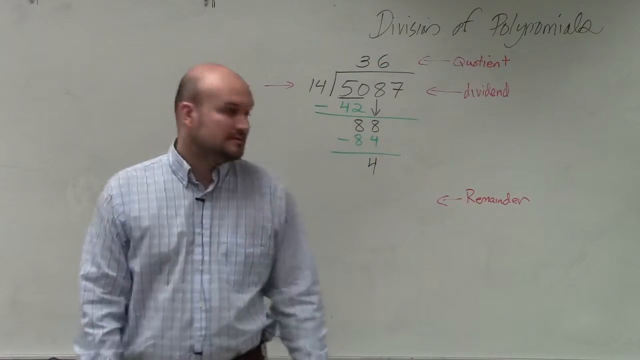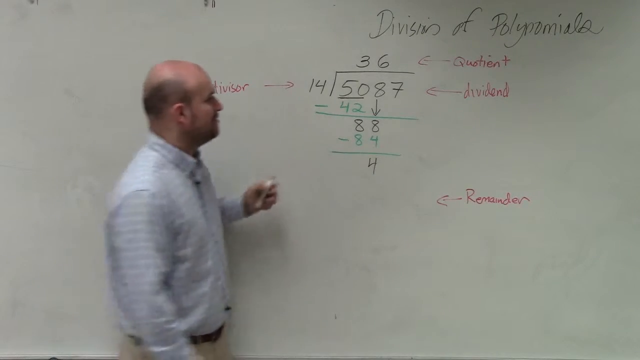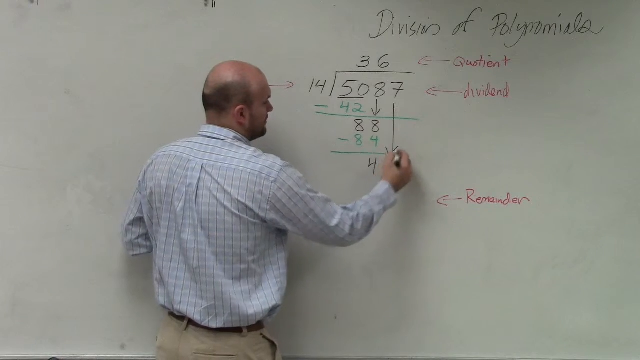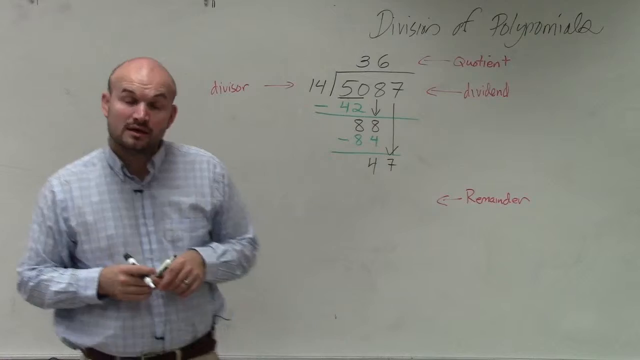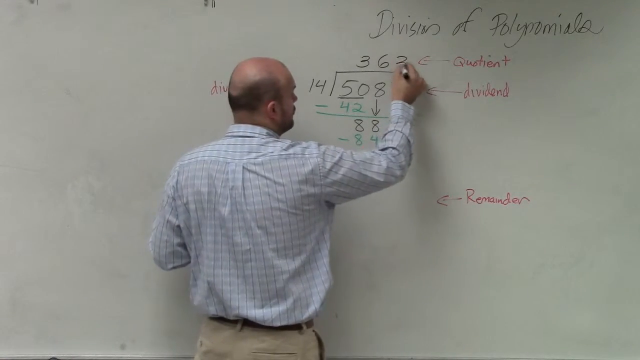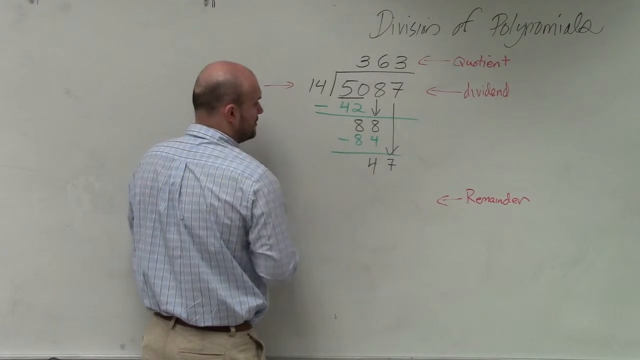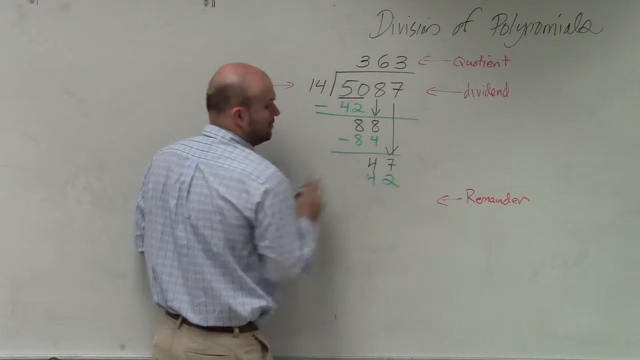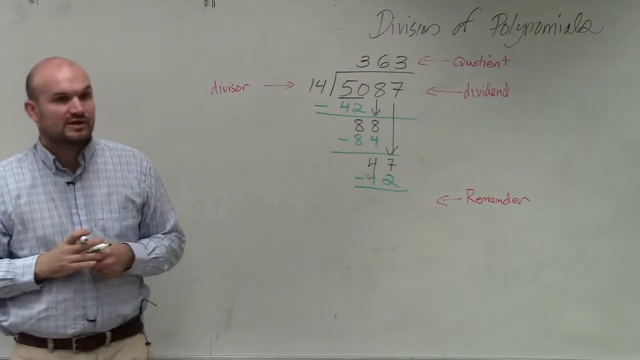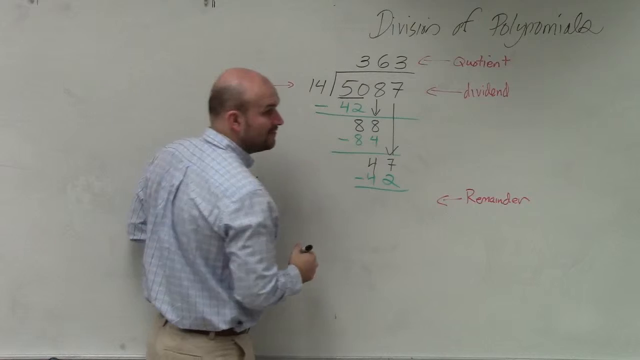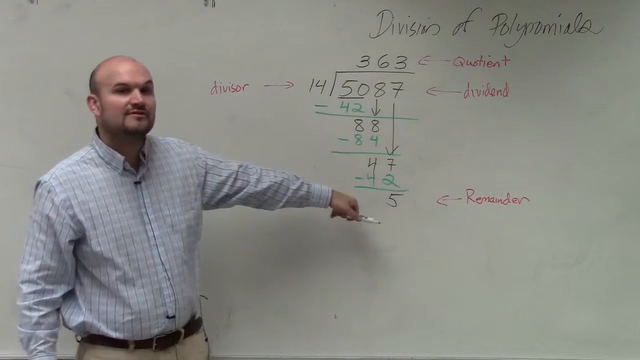Does 14 divide into 4? No. So therefore, we bring down the next available number, 7. Does 14 divide into 47? Yes, it goes in there 3 times. 3 times 14 is, again, 42. Right? We again subtract the rows. 47 minus 42 is 5. Then, does 14 divide into 5?